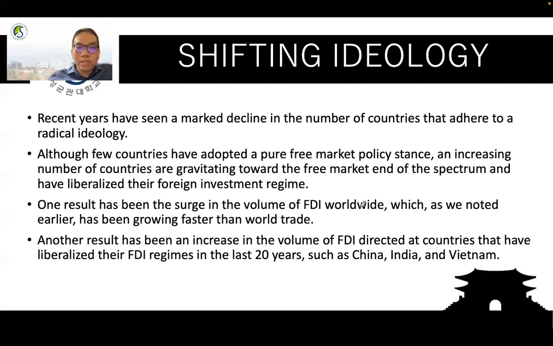So there is a shifting ideology, that more and more countries are shifting toward a more open economy, more welcoming to FDI. See here, liberalized, more accepting, more welcoming to foreign direct investments, including even China, Vietnam, India, right? Many other countries that we deemed difficult in terms of FDI in the past.